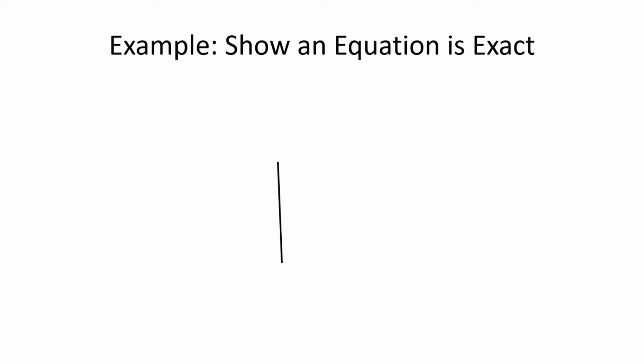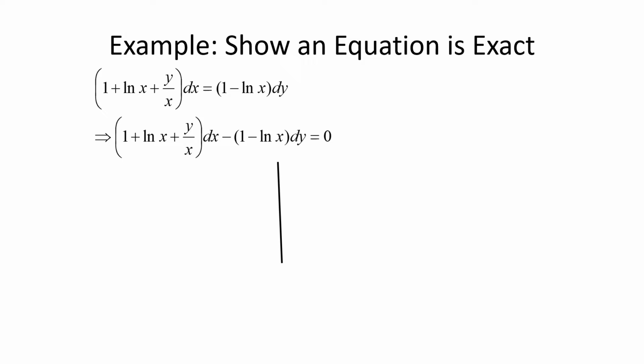For example, if we want to show that something is an exact equation, we're given (1 + ln x + y/x) dx = (1 - ln x) dy. To determine if this is exact, the first thing we need to do is write it in the form M(x,y) dx + N(x,y) dy. So we'll subtract the dy term over to the left-hand side. That gives us (1 + ln x + y/x) dx - (1 - ln x) dy = 0.